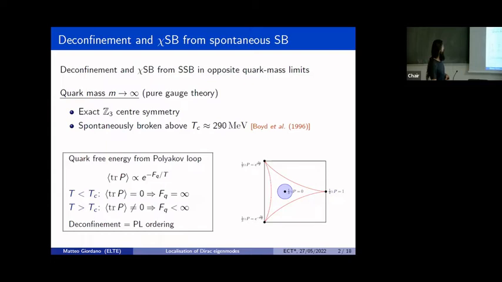Above the critical temperature, the Polyakov loop develops a non-zero expectation value. So you find a finite free energy and quarks get deconfined. On typical configurations, the Polyakov loop gets aligned to one of the center elements. The key point of this slide is that deconfinement can be understood as the Polyakov loop getting ordered, which is something that is going to play a major role in the main topic of this talk.